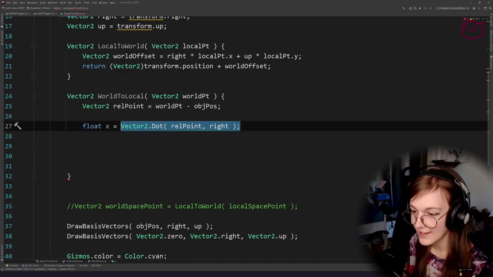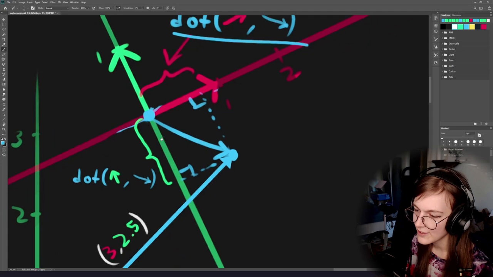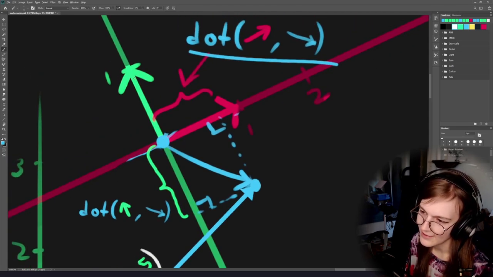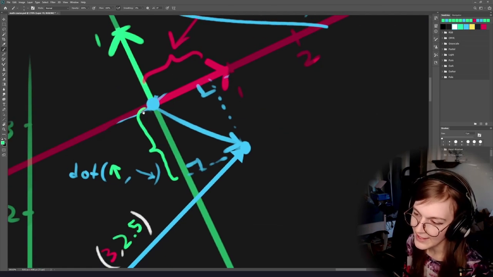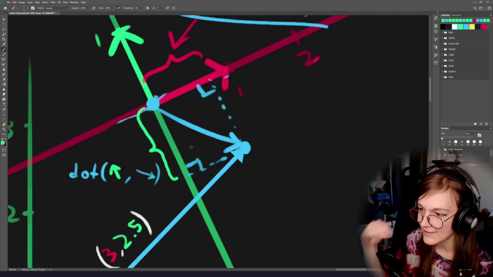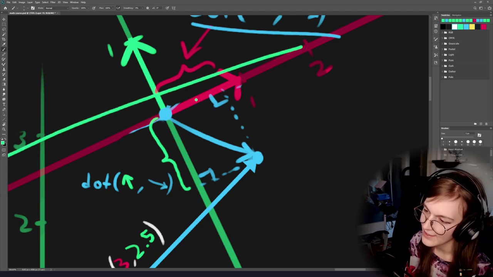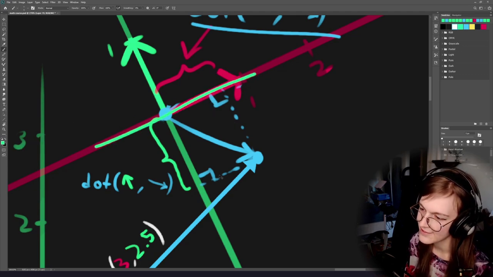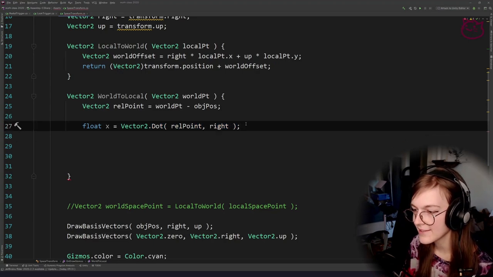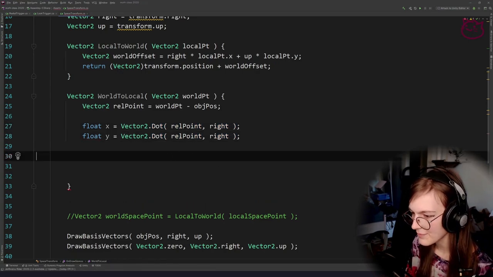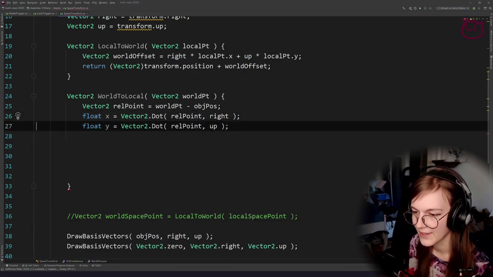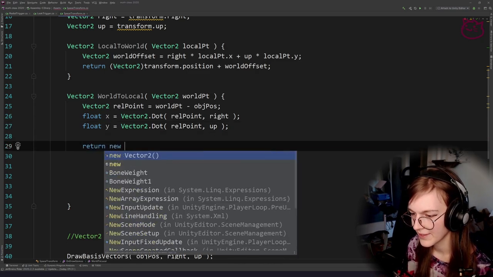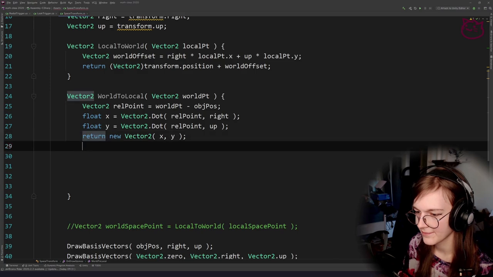And it already handles negative values because, again, if you consider the green y-axis here, that one is pointing away from this one. So this is going to be a negative value. So this distance here is a negative distance, which is a negative coordinate because it's below the origin on the y-axis, right? Sorry, this origin. Cool. So we have the x-axis. Then we do the same thing for the y-axis. Project the relative point onto the up axis, or the up basis vector. And that's basically it. Then we can return new Vector2(x, y).